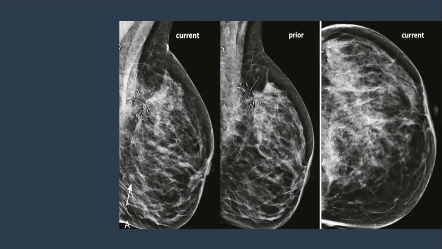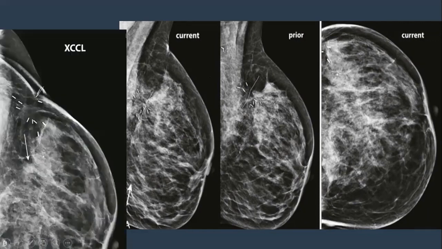So I need to clarify this area. It is not very clear in the CC view. So this extended lateral, because the stitches are here and most of the stitches are posterior, not shown. So they had done an extended lateral view, and by doing that, the arrow demonstrates here a focal asymmetry, which is new, not seen in the previous study. So at the site of lumpectomy, this will be a sign of recurrence.